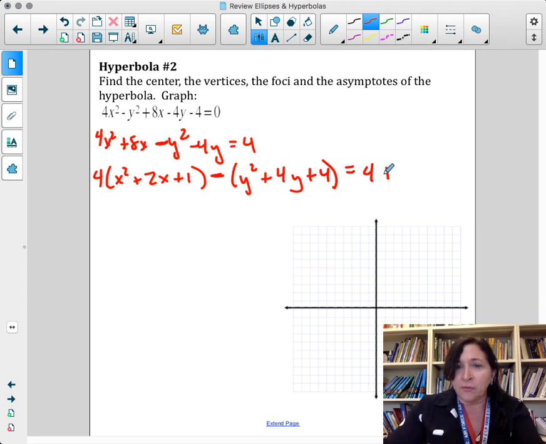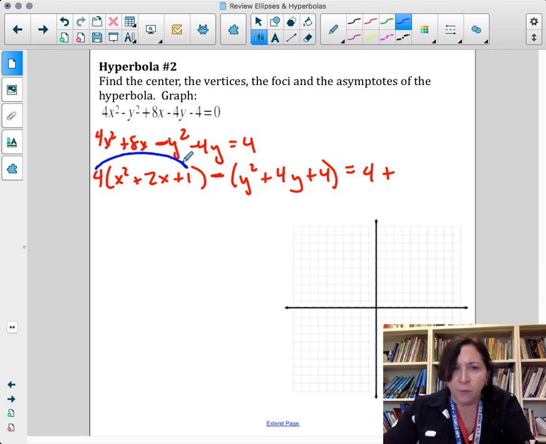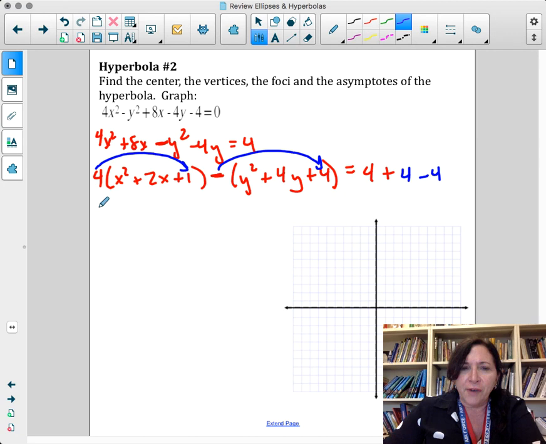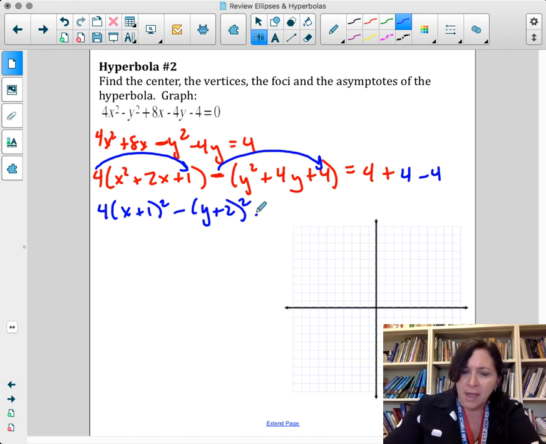And now remember, you've got to put back the factors that you temporarily took out. So we temporarily took out 4 times 1, which is 4. And we temporarily took out negative 4 times 4. So that's negative 4. So factoring, we get 4 times the quantity x plus 1 times x plus 1, which is x plus 1 quantity squared, minus y plus 2 times y plus 2, which is y plus 2 quantity squared. And this is going to equal, these cancel, just 4.